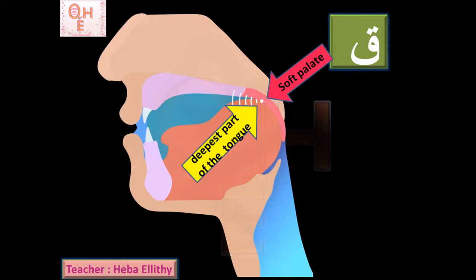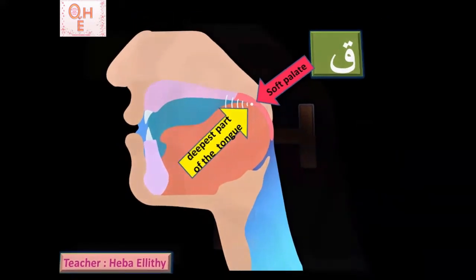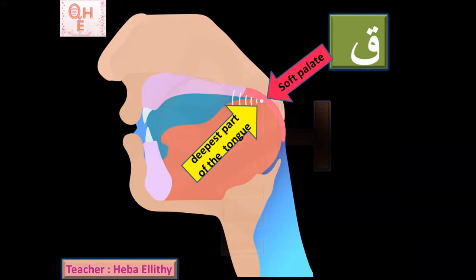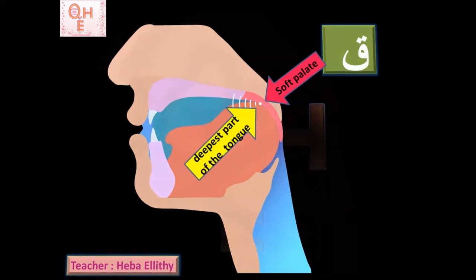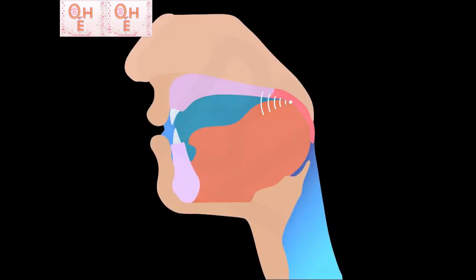To make it easy for you, letter qaf is the heavy letter. Soft palate is a heavy letter with the soft area. Remember this. Okay? So the letter qaf is coming from here. So let's go together and let's sound the letter qaf here. Aq qa qi. Qala. Qila.